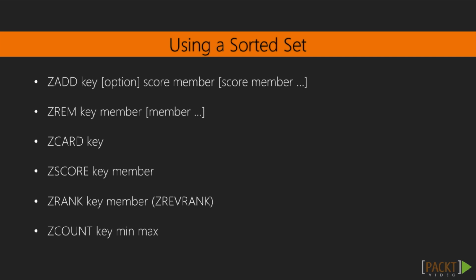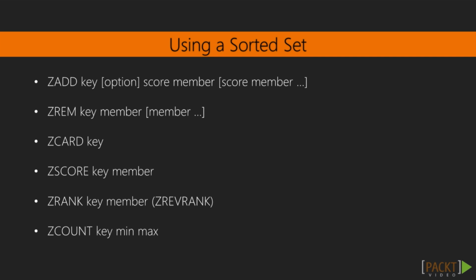Some of them, like zadd, zrem for remove, and zcard for cardinality, will look familiar from using the set before. The only real difference is, with zadd, you now need to specify a score. Similarly, there is a zscore that retrieves the score associated with that member. There are a couple new tricks here though, dealing with rank and count.